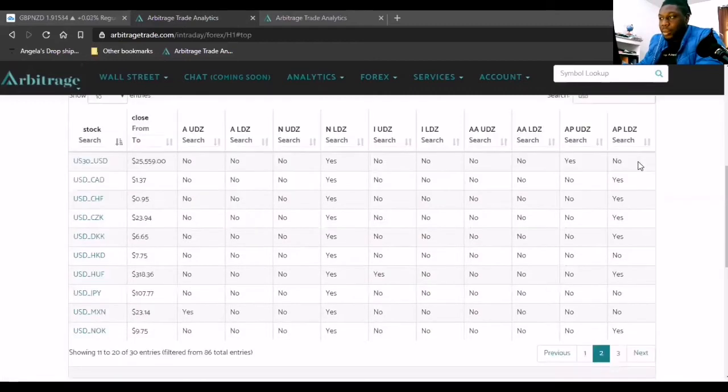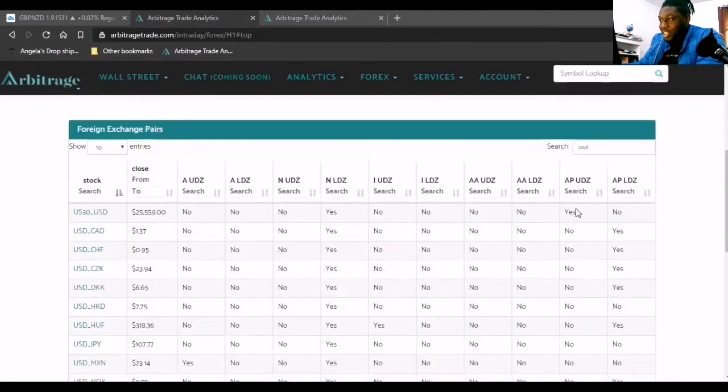All right. US 30, we have it at the upper danger zone. Wait a minute, this is on the 1 hour. Never mind. But that's still good because I still want to sell US 30 and all that, like I had mentioned yesterday on my weekly analysis.